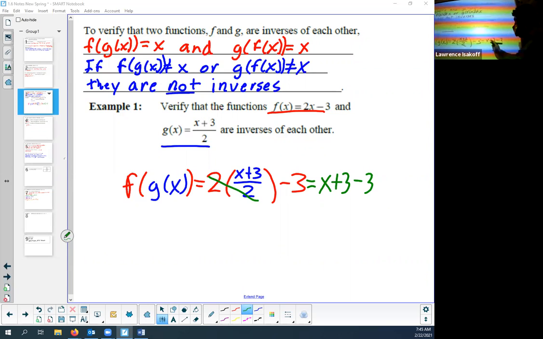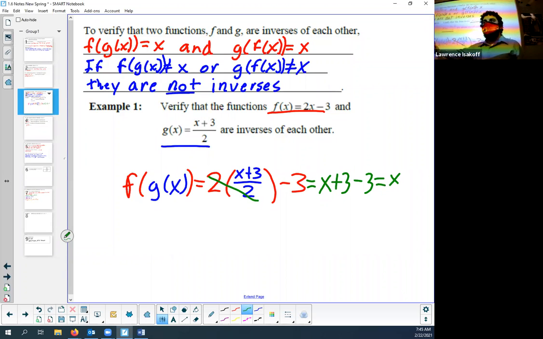Awesome. A +3 and a -3, they cancel out, so that just becomes x. So we got that first condition satisfied. f of g of x is equal to x. So there, it's looking good that these are inverses. I just want to check it the other way now.